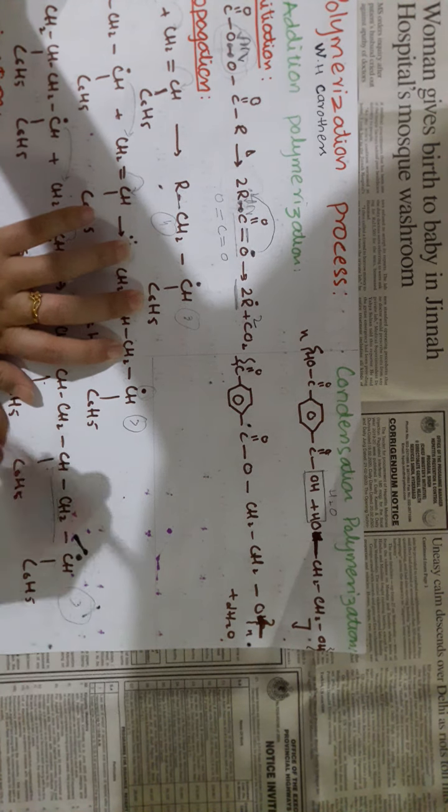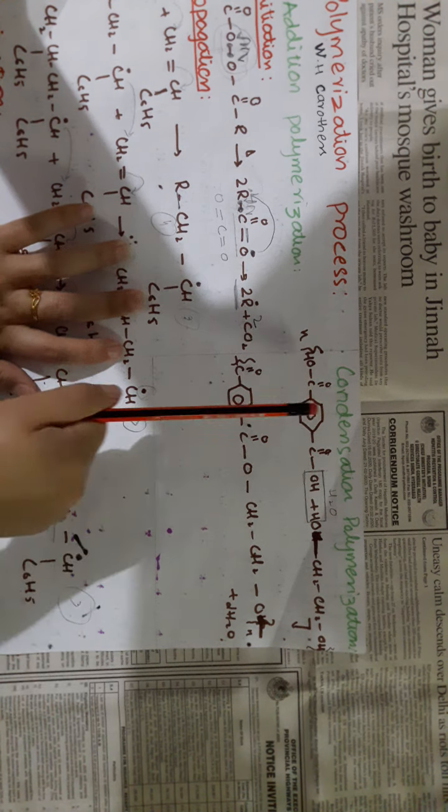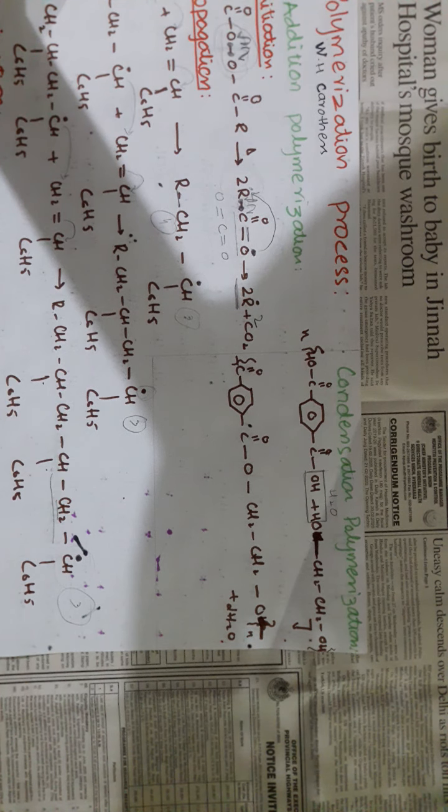The second category, or the second polymerization process, is condensation polymerization. Condensation is any process in which we join 2 molecules, but there is a release of a small molecule like water, ammonia, methanol, etc. We join 2 large molecules and a small molecule is eliminated in this process. So this process is known as a condensation process.